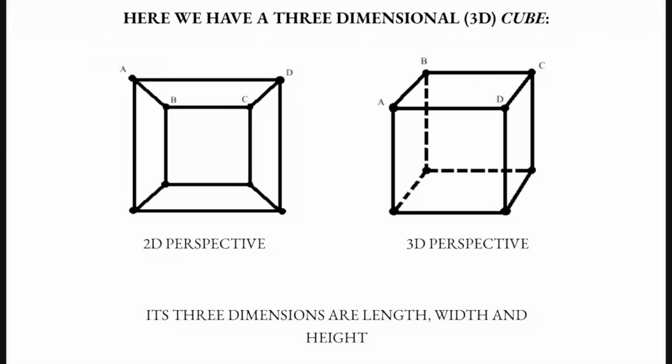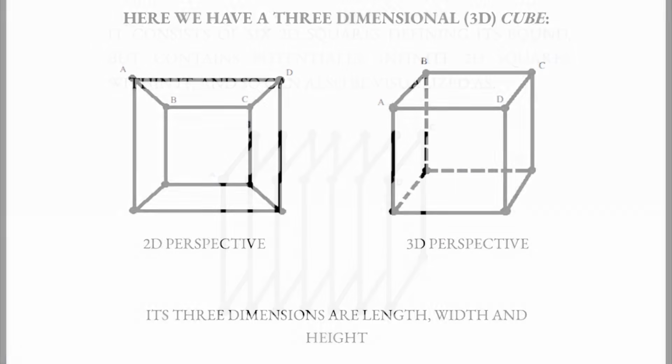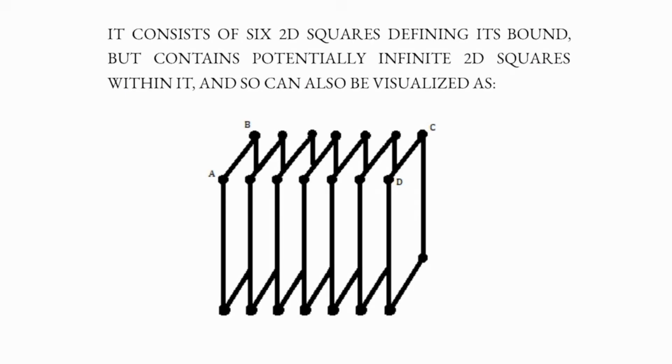Here we have a three-dimensional cube. Its three dimensions are length, width, and height. It consists of 6 two-dimensional squares defining its bound, but contains potentially infinite two-dimensional squares within it, and so can also be visualized as.